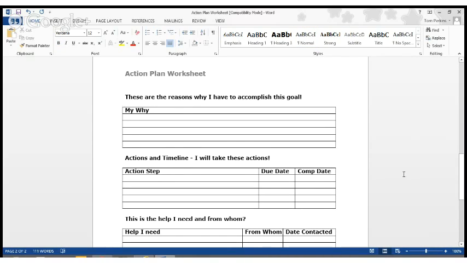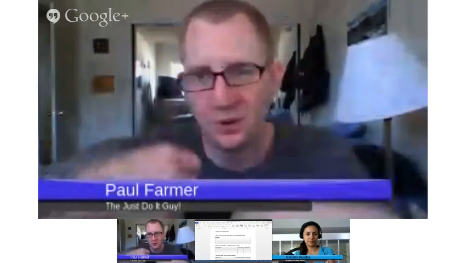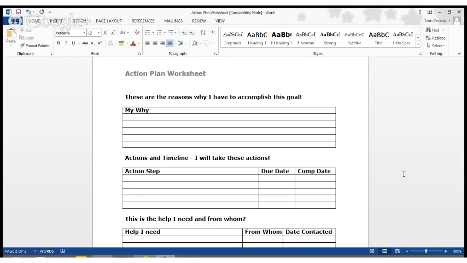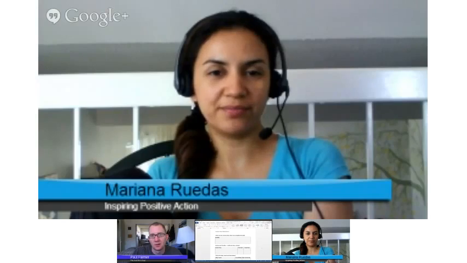Okay, there we go. So these are the reasons why I have to accomplish my weight loss goal. Because I want to feel better. I want to lower my cholesterol. I want to lower my blood sugar. I don't want to get diabetes. I want to be able to go to my sister's wedding and look hot. Yeah. I've heard that women have had challenges getting pregnant if they were overweight. I want to get pregnant. I want to be able to play with my kids. Right, yeah, that's a big one. That was a really good one, putting the why at the top. Okay. Any other whys that you can think of?